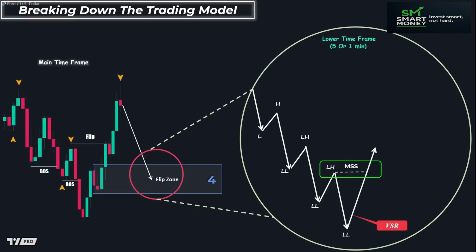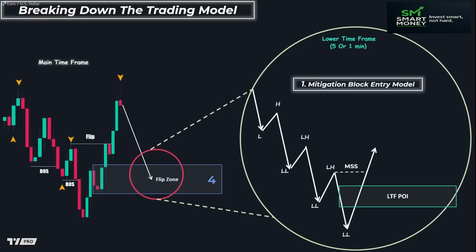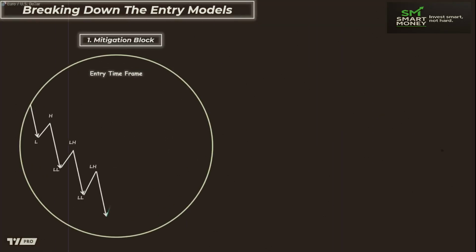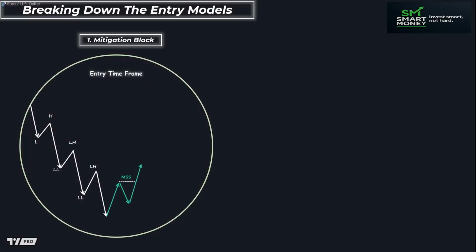At this stage, we have 2 different entry approaches for opening a long position. Each has its own strengths, the mitigation block and the breaker block. In the first entry method, after price taps into the main time frame flip zone, if a mitigation block forms on the lower time frame, it provides a strong opportunity to go long.